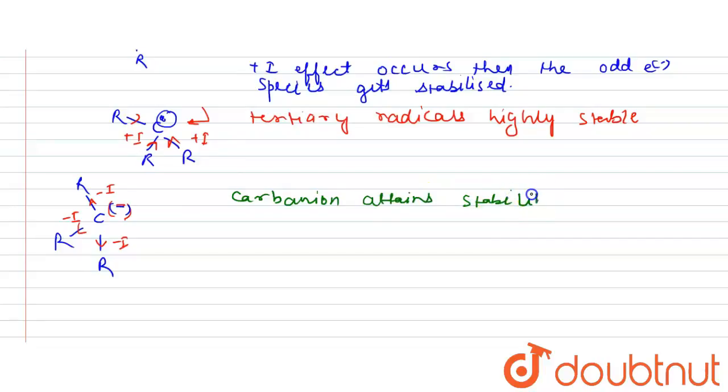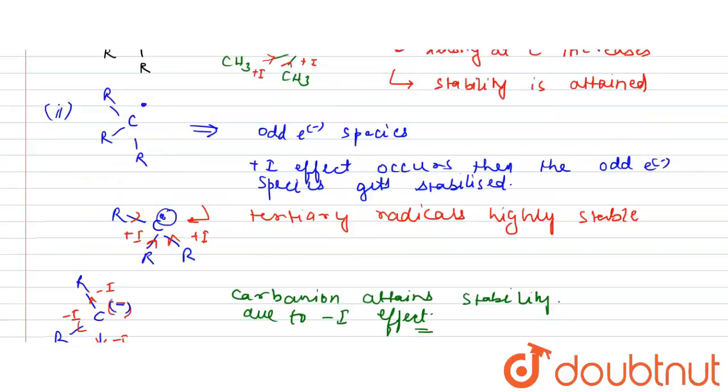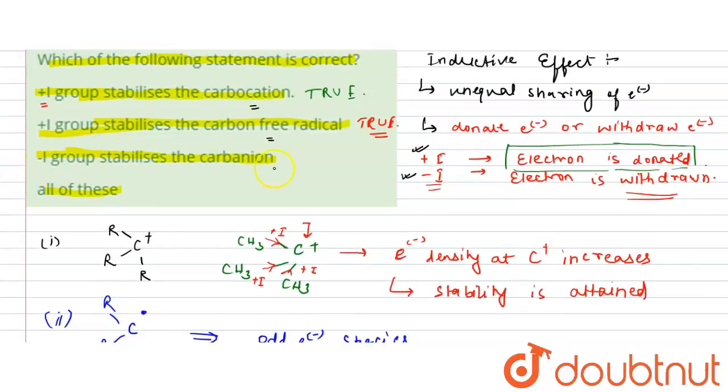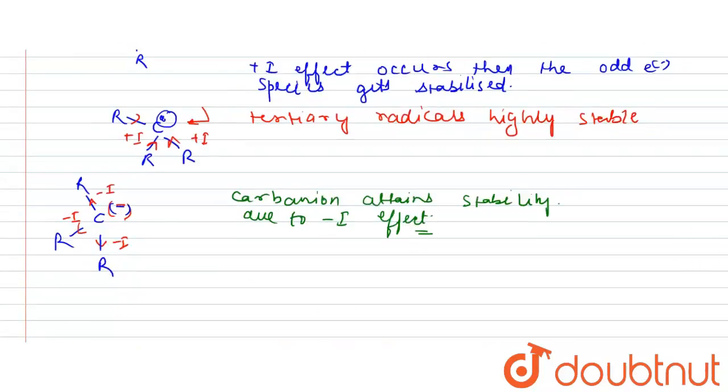If electron is withdrawn, the carbanion attains stability, because already it has excess of electrons, but when the electron is withdrawn, it attains stability due to minus I effect. So finally, yes, minus I effect, that is the negative inductive effect, stabilizes the carbanion. So this is also a true statement. All the statements are true, so finally you will select the option all of these. We'll write here that option D is correct. I hope you have understood.